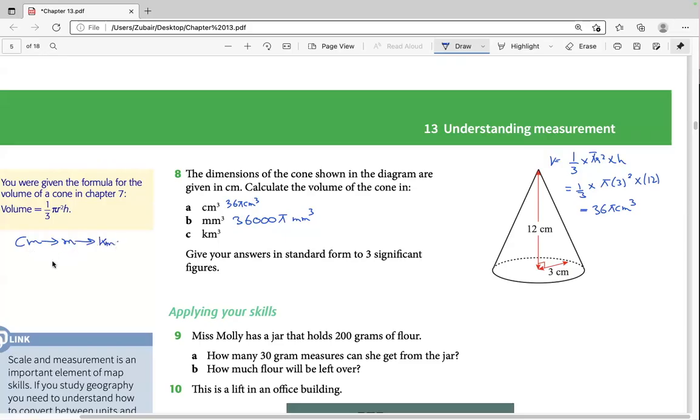From centimeter to meter, that's 100. And then again 1000. So these are five zeros, 100,000. And then cube that. Now what do I do? Multiply or divide? We divide. So 36 pi into 10 raised to power, these are five zeros, so 5 times 3 is 15, minus 15.